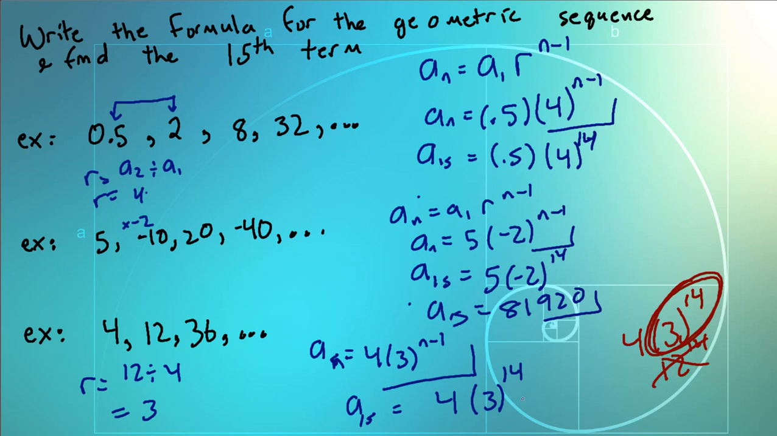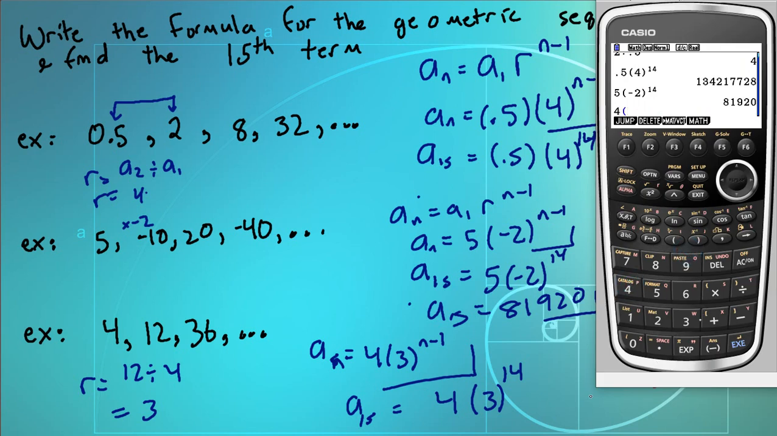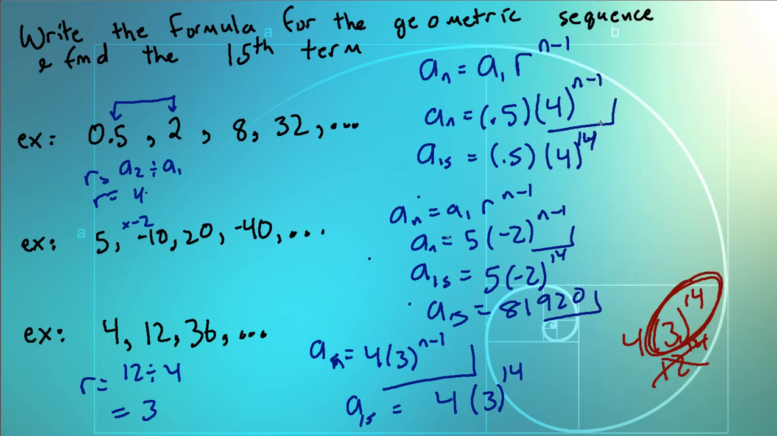So we want to go ahead and put in 4 times 3 to the 14th. And we get this number. I won't bother writing it down, but the calculator is not doing 4 times 3 first. It's following the order of operations. It's doing the exponent first.